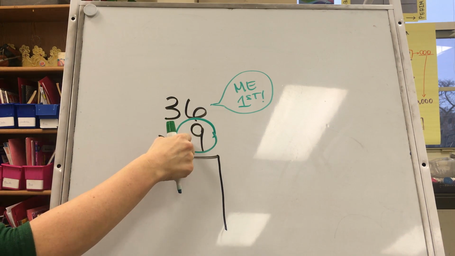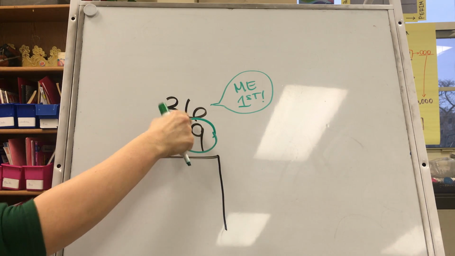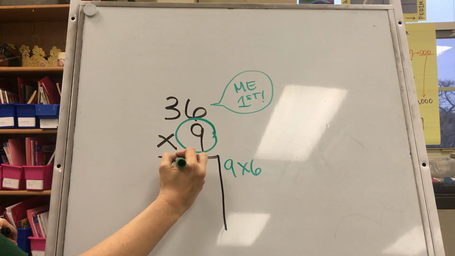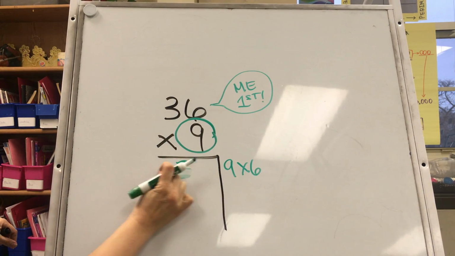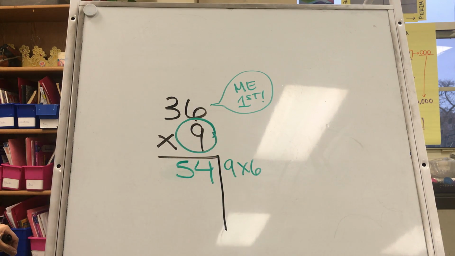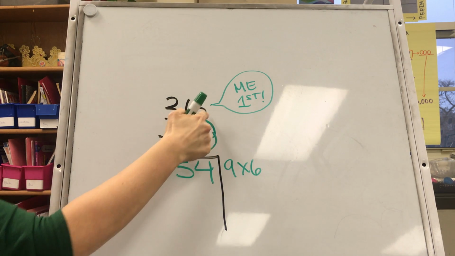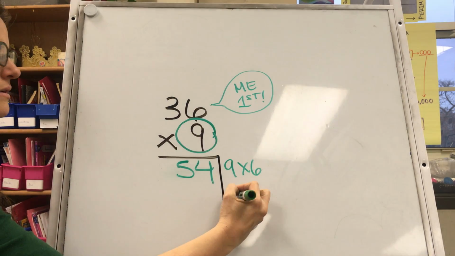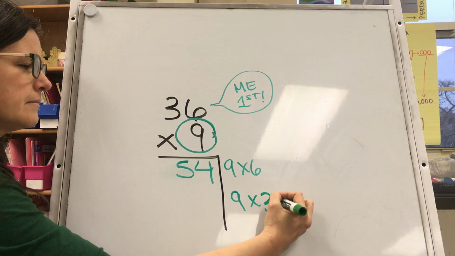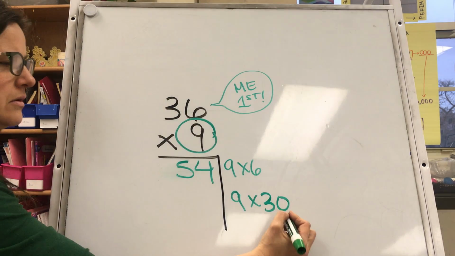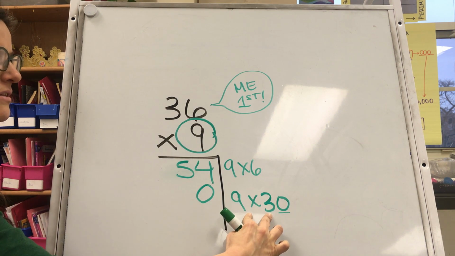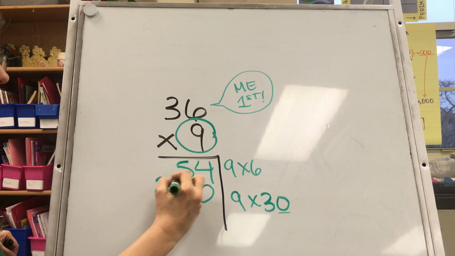We're going to multiply 9 times, well, this one's saying me first, so we better start there. 9 times 6, 54. And then 9 already had a turn with 6, so now it's going to have a turn with 3. But that 3 isn't really a 3, it's really a 30. But we've learned a trick for that. We know we have a 0 here, so we'll need a 0 here. And then we can multiply those two numbers. 9 times 3 is 27.